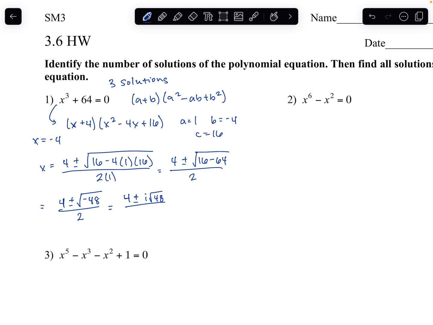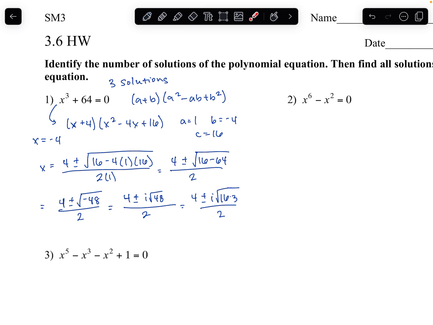All divided by 2. Now, I'm going to focus on the 48 because I'm going to simplify this radical. I can't take the square root of 48 evenly, so are there any factors of 48 that I can take the square root of? Is 48 divisible by 16? Yes, it is. So, to simplify it more, we're going to 4 plus or minus i square root of 16 times 3 divided by 2. 16 times 3 multiplies to be 48.